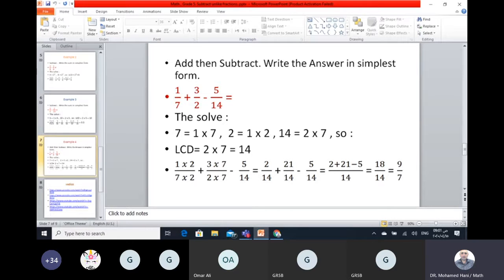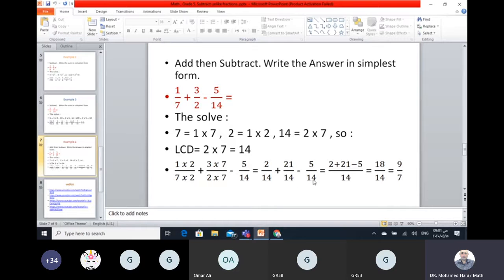5 over 14. Now you can solve. 1 times 2 will be 2. 7 times 2 will be 14. And here plus. Then 3 times 7 will be 21. And 2 times 7 will be 14. Here minus. And here the same fraction.